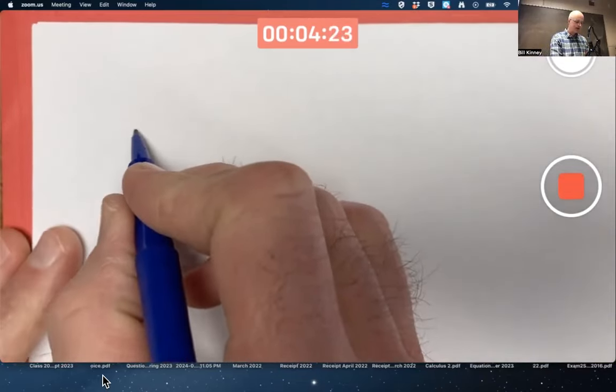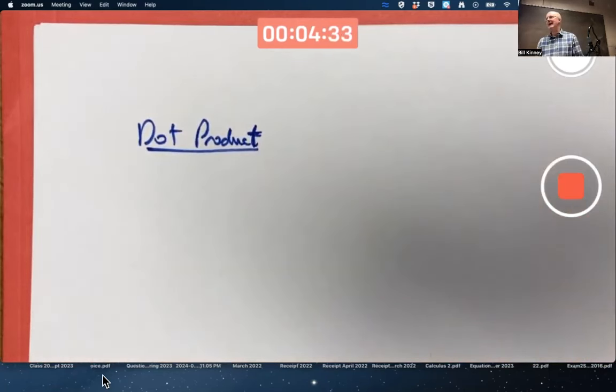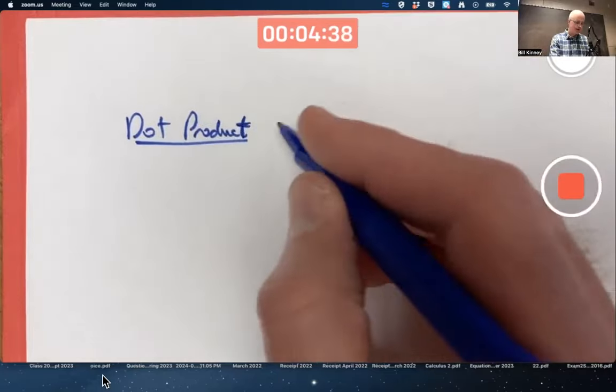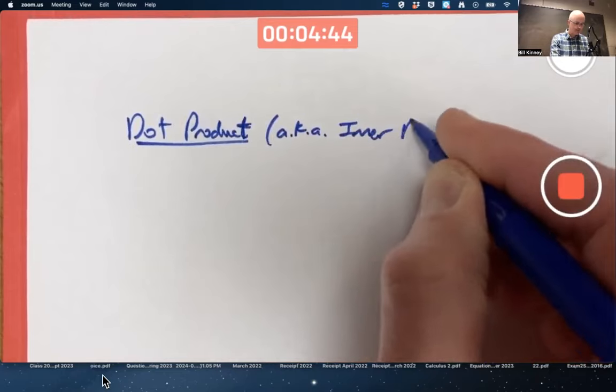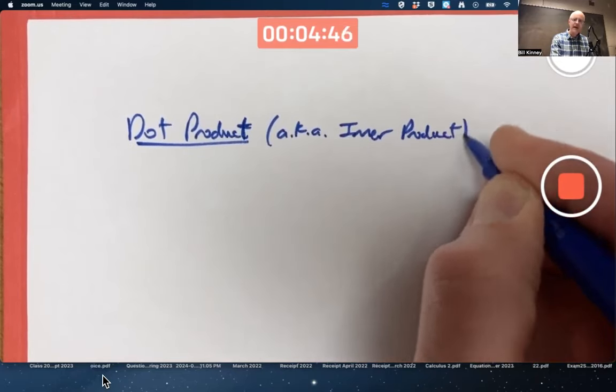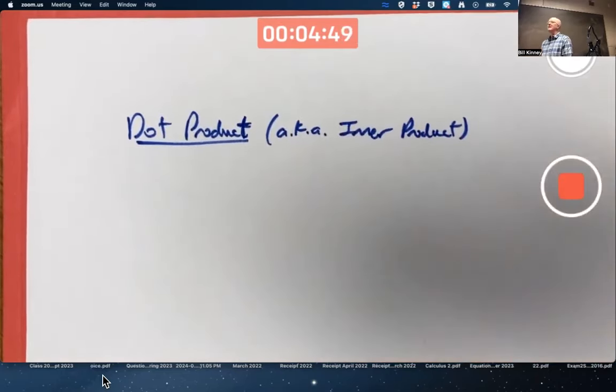The main topic today is the dot product. Right off the bat, I'll say that this is not its only name. Also known as inner product. Though at the same time, I will tell you that dot product is more commonly used when we're dealing with geometric vectors like we are. So we will tend to say dot product. The idea of an inner product is more general. It applies to a wider variety of situations.